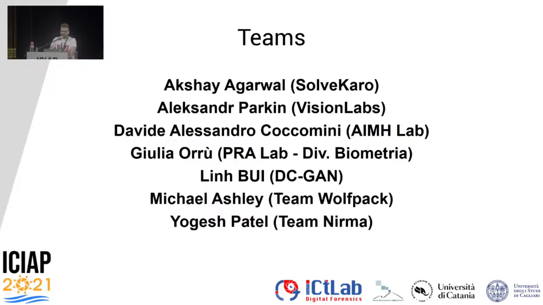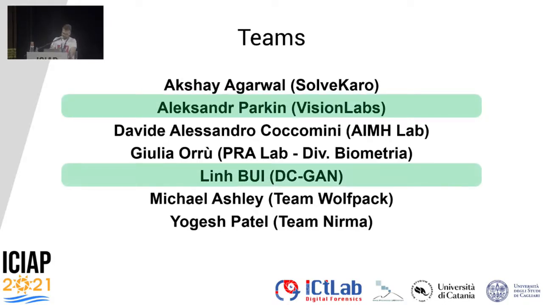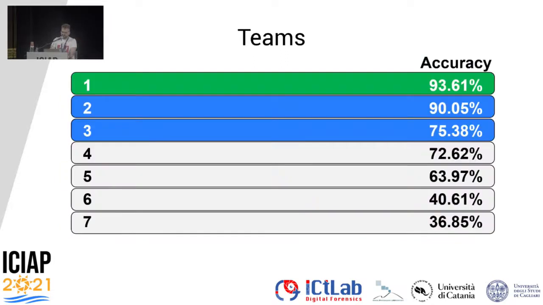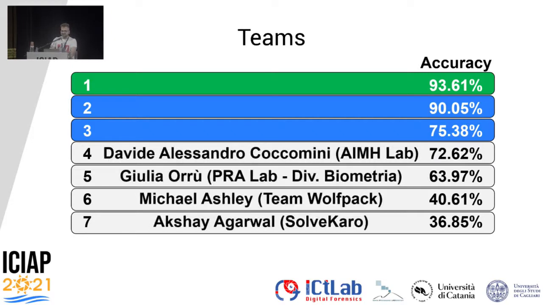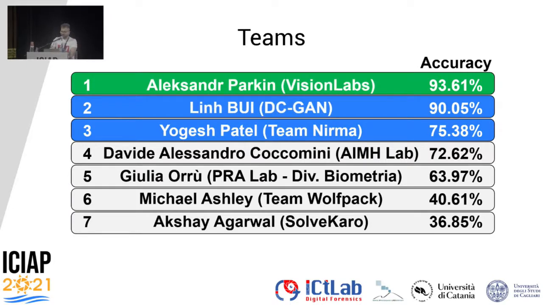Okay, we start with the participants. In this slide you can see the teams that participated in this challenge, and the first three teams are Vision Labs, DC Gun, and Team Nirma. In this slide you can see the classification accuracy value that each team achieved in this challenge. The last four teams are as reported in the slide. The third team is Team Nirma, and the winning team is Vision Labs.